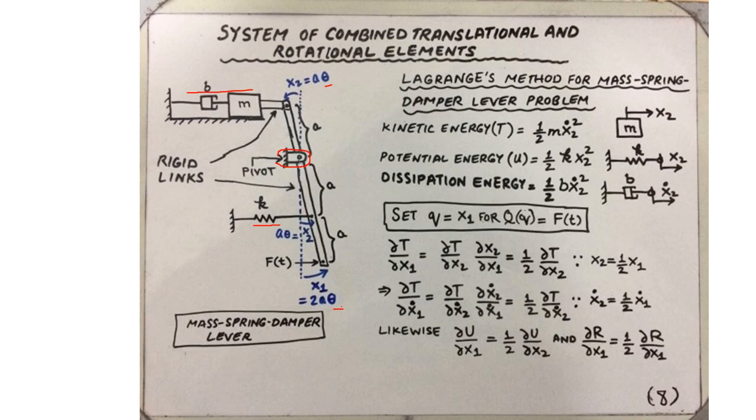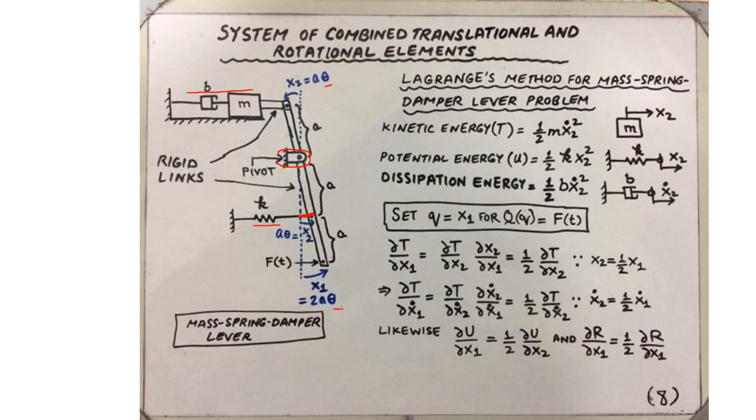So if we look at the translational spring, its right terminal has been displaced by angular displacement because its terminal is connected to the lever over here. So although the fundamental motion of the right terminal of the spring is rotational, we somehow need to convert it back into the linear displacement.